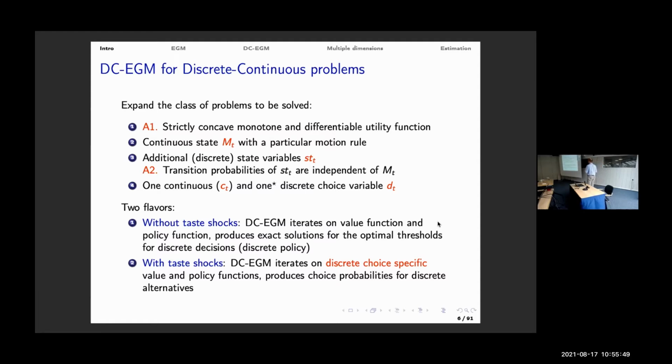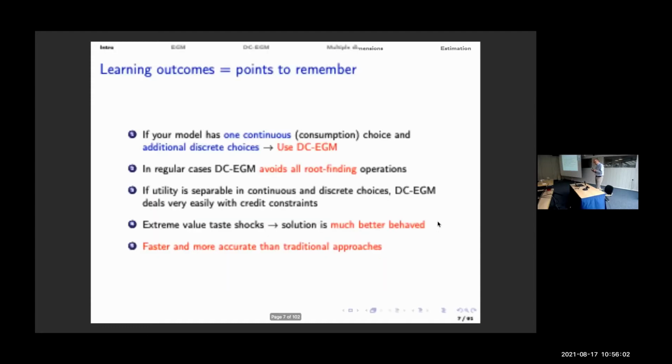You know, we stay here with one continuous and one discrete state choice variable, sorry. But of course, a discrete choice variable can encode any number of discrete choices. All right. What's the learning outcome of today?